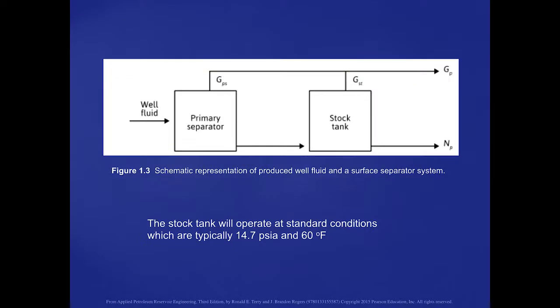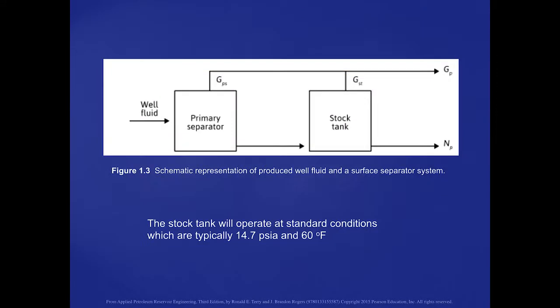The last thing that I want to mention in this first lecture is bringing the well fluid to the surface. As we bring that well fluid to the surface, and it goes through this initial separation either at the well or in our separator plant, it'll go through what we call a primary separator, where we will produce some gas and some liquid. The liquid will go to what we call a stock tank, which will be operating at standard conditions. Typically, those standard conditions in our industry are 60 degrees Fahrenheit and 1 atmosphere, or 14.7 psi.